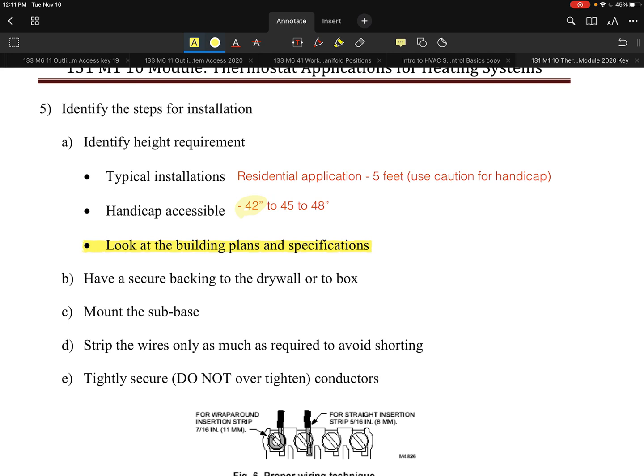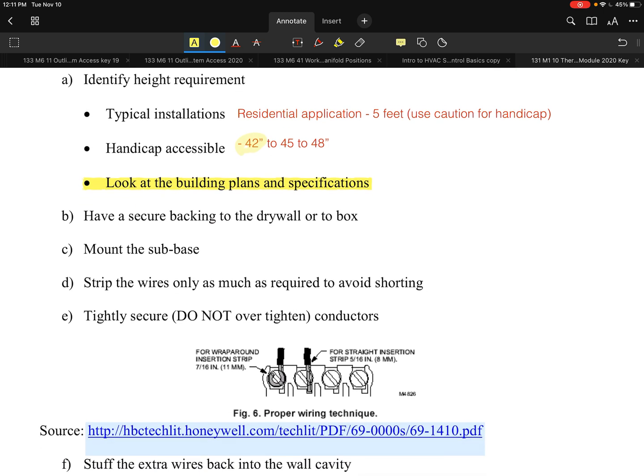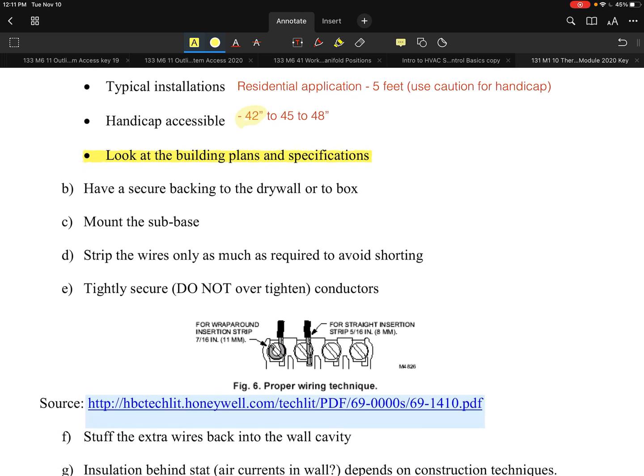But when you do commercial and you do some of these applications, you look in the specifications and they will have notes that identify they want every thermostat to be at a certain height. It may have to meet ADA requirements, and if it's not set up correctly, you will indeed be moving it. So it's one of those where you have to look at that. All right, so let's get into the next part.